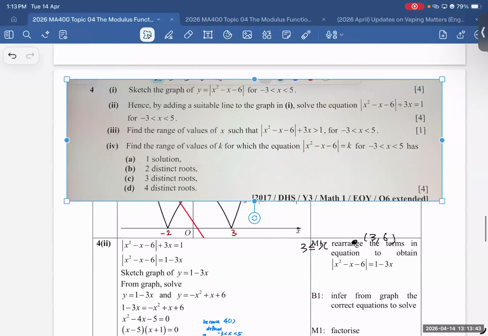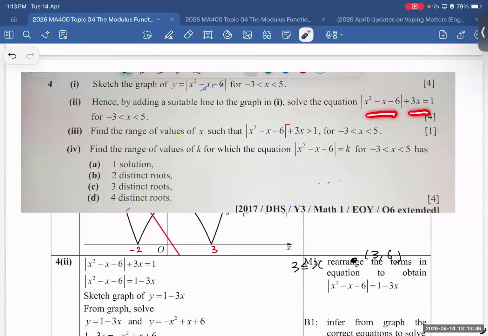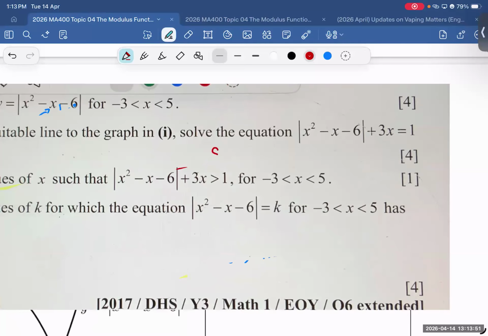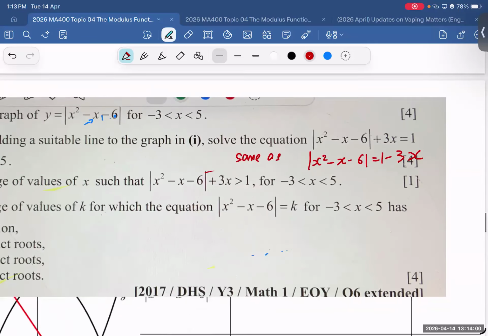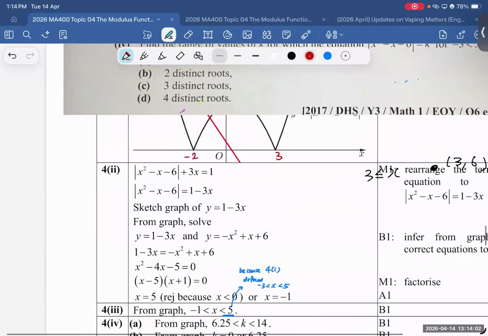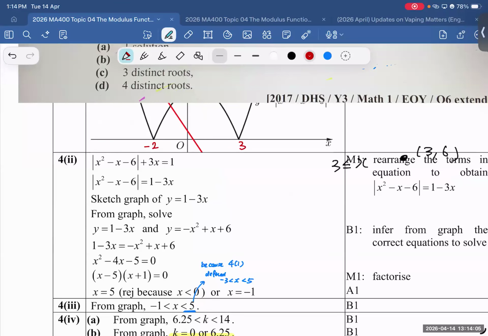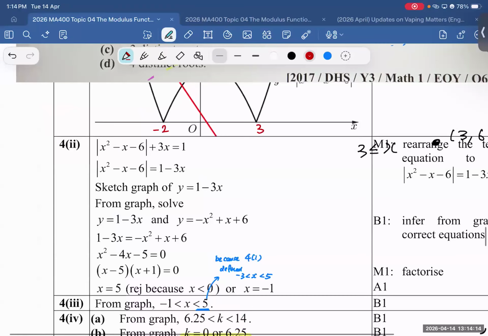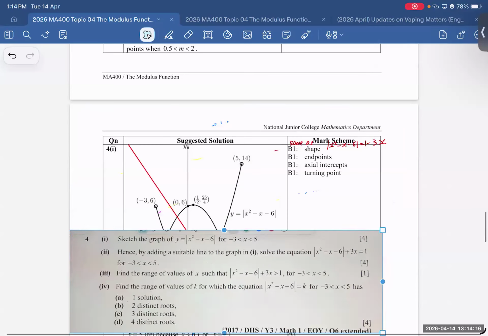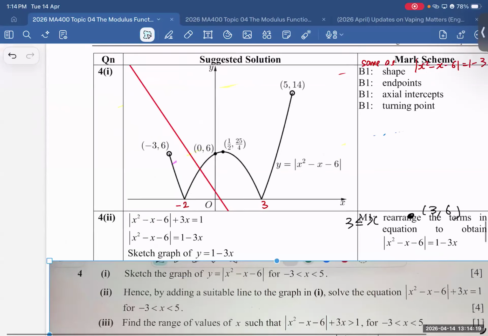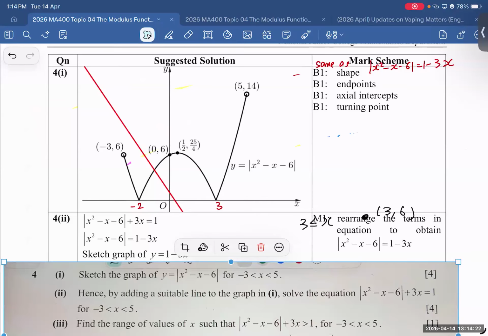Okay, so now I need to solve this equation. How do I solve? This is the same as x squared minus x minus 6 equals 1 minus 3x. Agree? So I solve both sides simultaneously. Okay, I can solve that. If you just look at this, this is y equals 1 minus 3x.